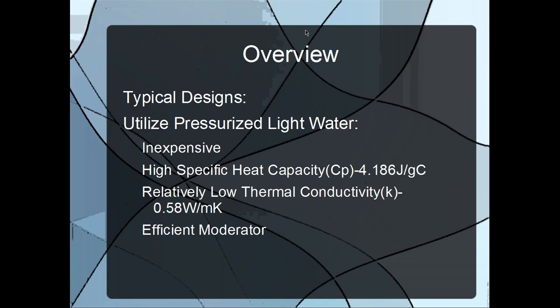The added hydrogen atom in the deuterium compound makes heavy water about 80 times more efficient at moderating than light water. However, creating and utilizing heavy water comes at the heavy expense of approximately 4,300 American dollars per kilogram.